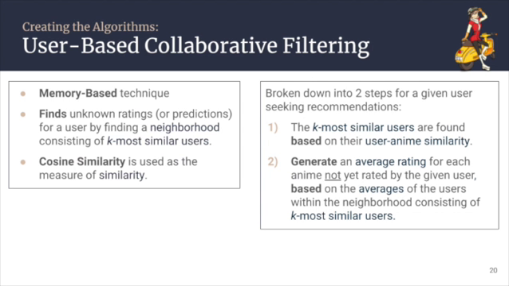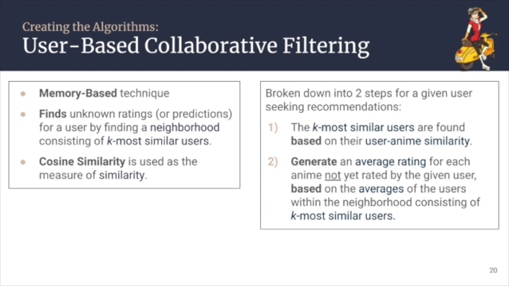Next is user-based collaborative filtering. It is a memory-based technique that finds unknown ratings for a user by finding a neighborhood consisting of K most similar users. We again used the cosine similarity to measure the distance between the user points. User-based collaborative filtering can be broken down into 2 steps for a given user seeking recommendations.